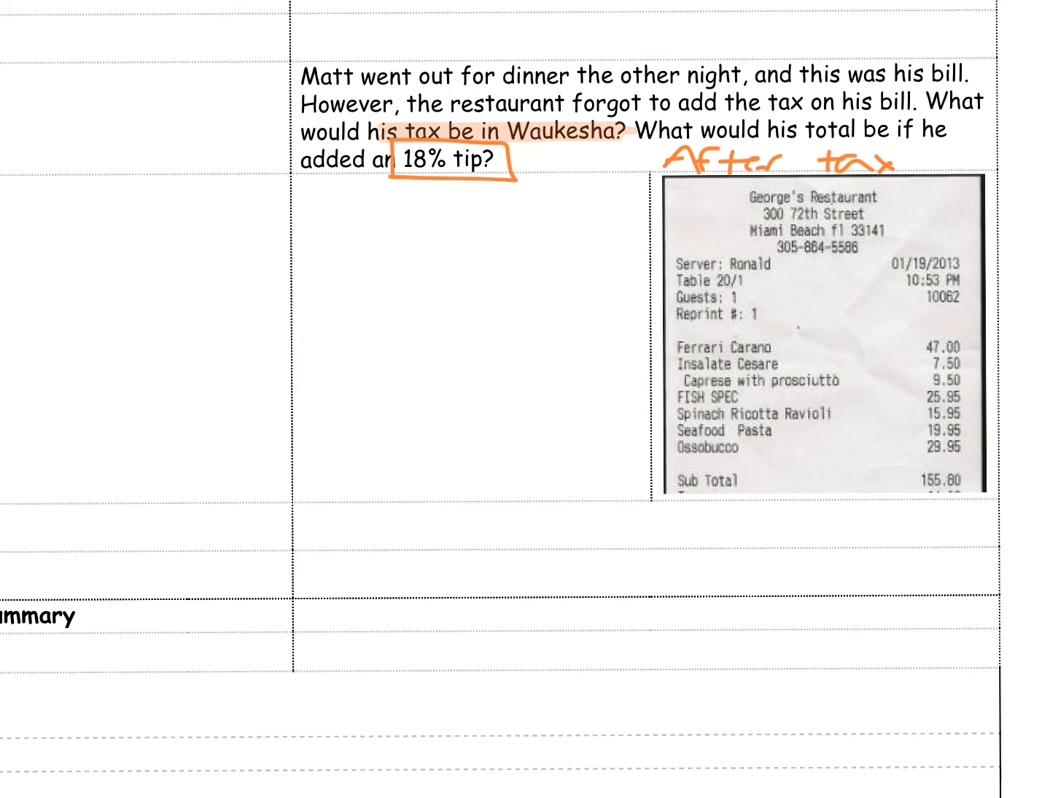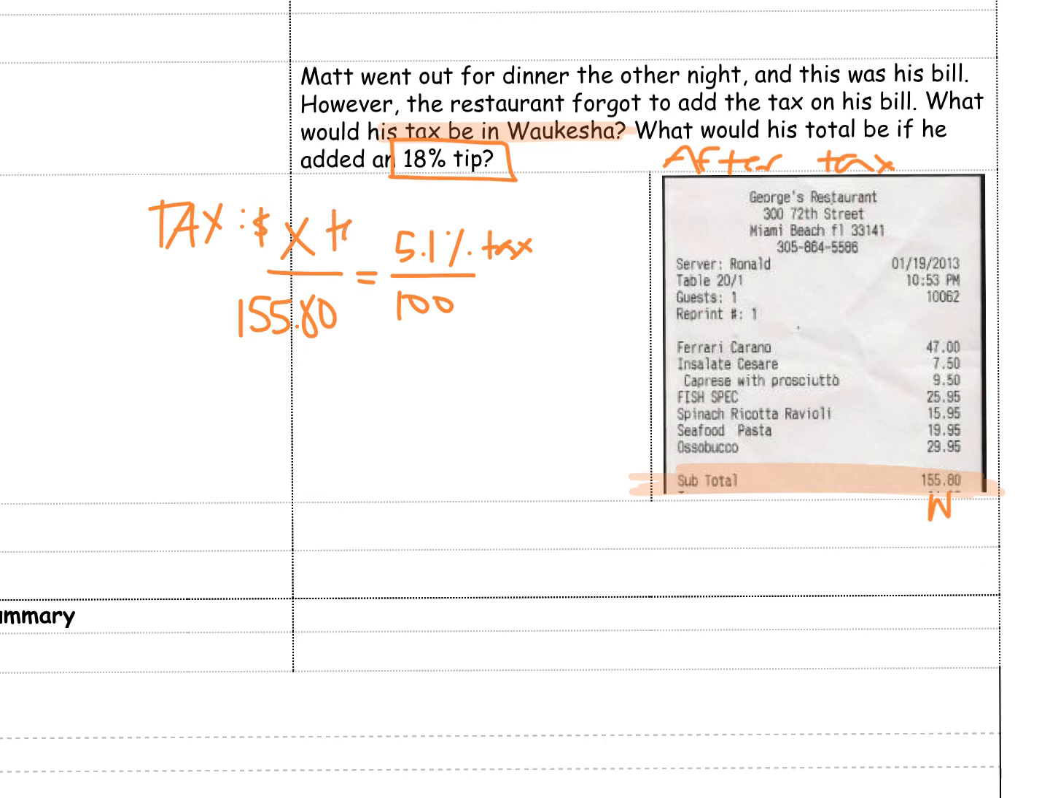So when we read a bill, we're always looking for that subtotal. That subtotal is going to be the whole or the original price of things. So first I need to find the tax. So we're going to set up a proportion. We know tax in Waukesha is 5.1% tax. His total or his whole was $155.80. And I need to figure out how much dollars of tax he has to pay. So pause the video, do your cross multiplication, and figure out how many dollars he's going to pay in tax.